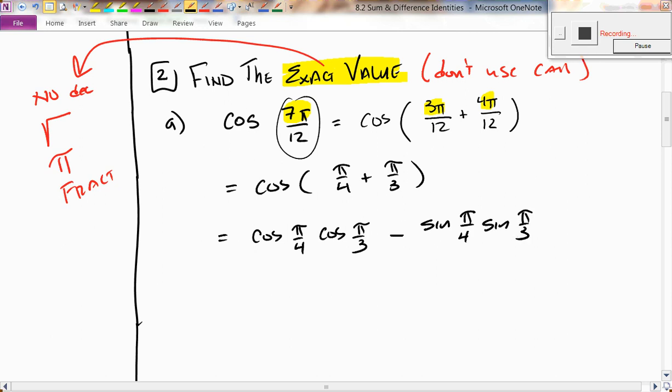Now we look on our unit circle. Cosine of pi over 4. We look at pi over 4. Cosine is the x value. So what's the cosine of pi over 4? There you go. Now we're getting somewhere. This is rad 2 over 2.